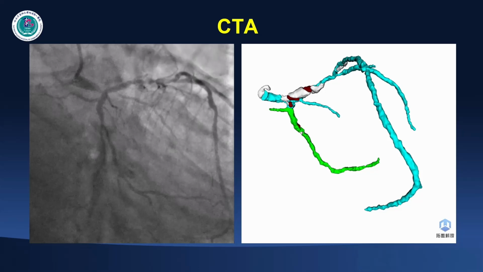This is the left coronary artery of this patient. We can see the green one is the circumflex, the light blue one is the LAD, the white one is the calcified plaque, and the brown one is the soft plaque. Right at the left main bifurcation area, there is a large calcified plaque. But at the ostium of the circumflex, there is a little bit of soft plaque and a little bit of calcified plaque.